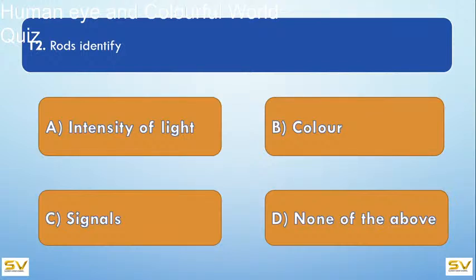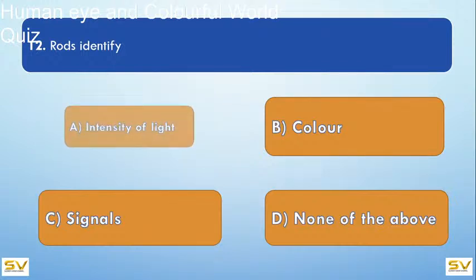Rods identify. Yes, I got from Harsha first. It's option B. Yes, next, Rihan, Razak, Reddy Bhavana, Amrita, Sushmita, Kalpana, Alim Khan, Likita. Yes, now it's intensity of light.